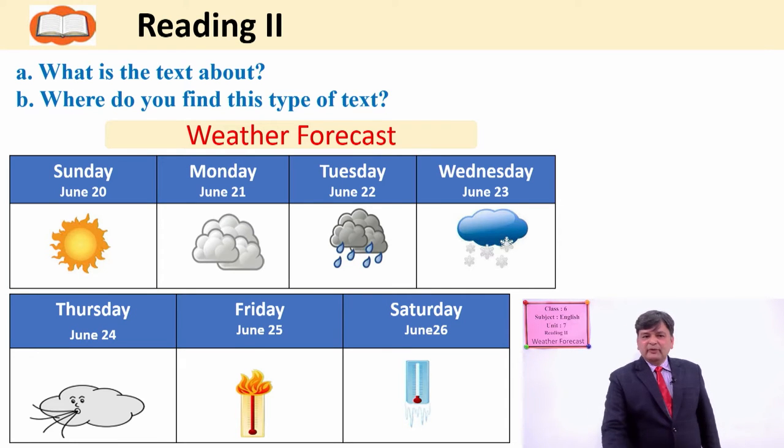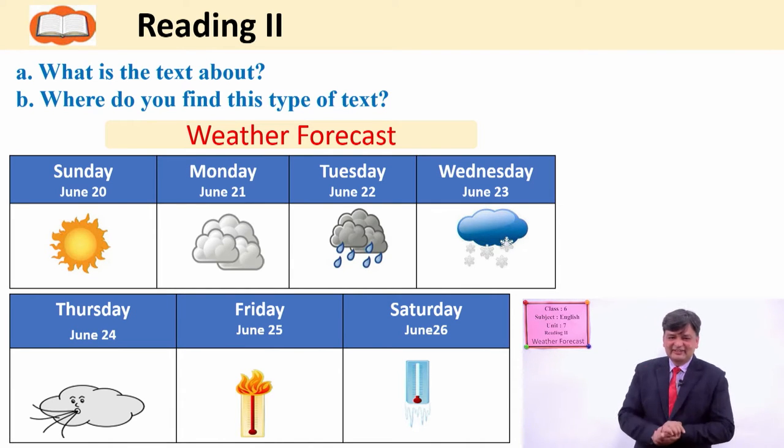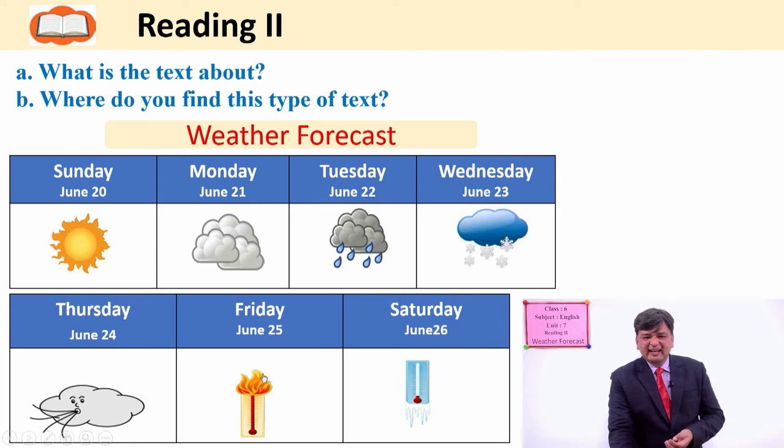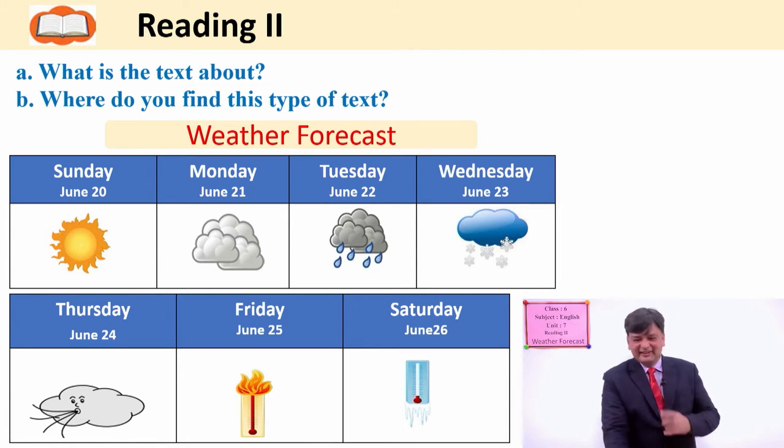Okay. And what about Thursday? It's going to be, what comes? Air. So it's going to be, it starts with W. Windy. Very good. Good guess. You are so smart. And you can see the fire here. So it's going to be a very, very hot Friday. Good. Very hot. And the temperature goes down below 0 degree, what will it be? Yeah, very cold, very good.